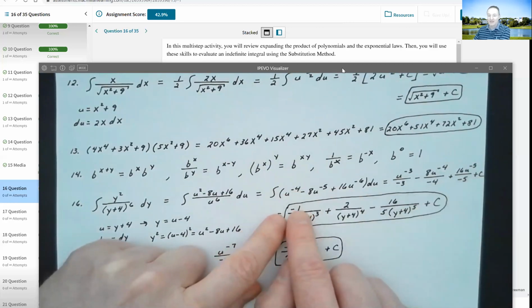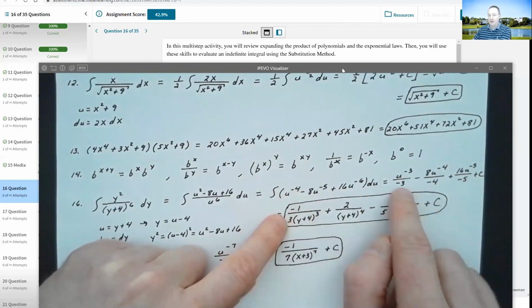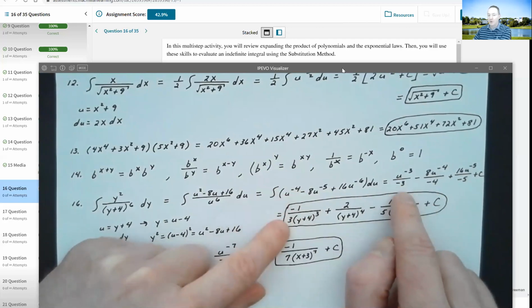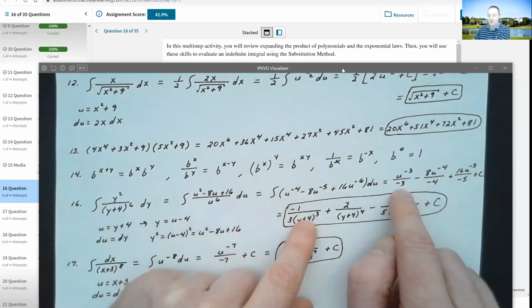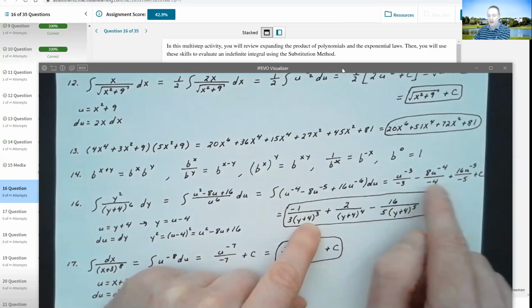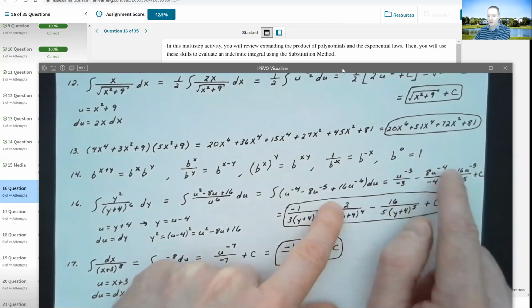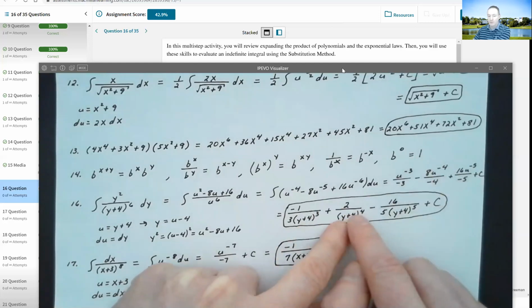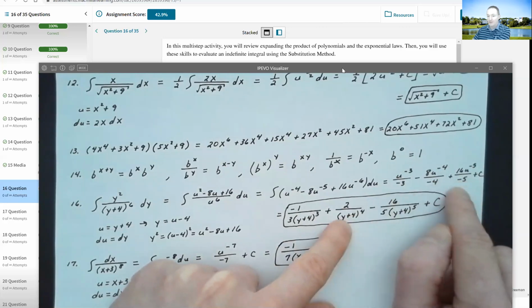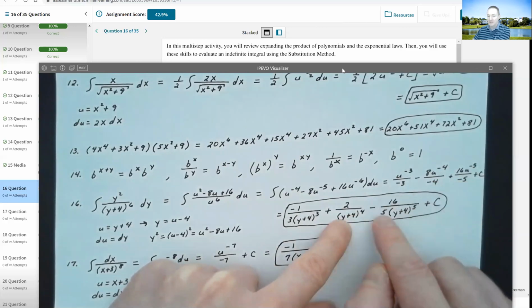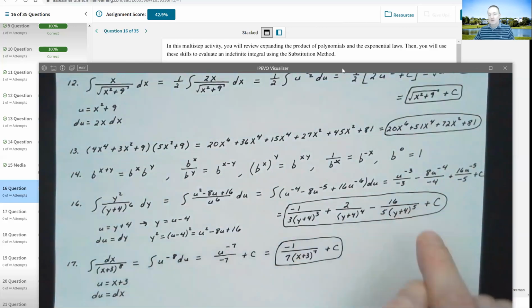Now I come down, I can say, okay, what's this first term? I know it's negative. So negative 1 over 3 times u cubed becomes times the group y plus 4 cubed. Then I'll have this going to be plus 8 over 4 is plus 2 over u to the 4th, which becomes y plus 4 to the 4th in the denominator. Then we'll have minus 16 over 5 times u to the 5th, or times y plus 4 to the 5th, plus your constant of integration.